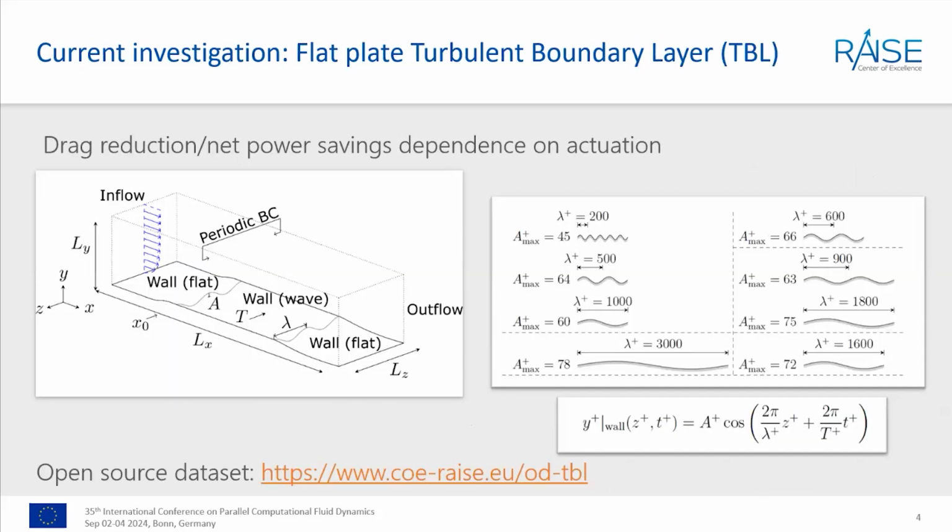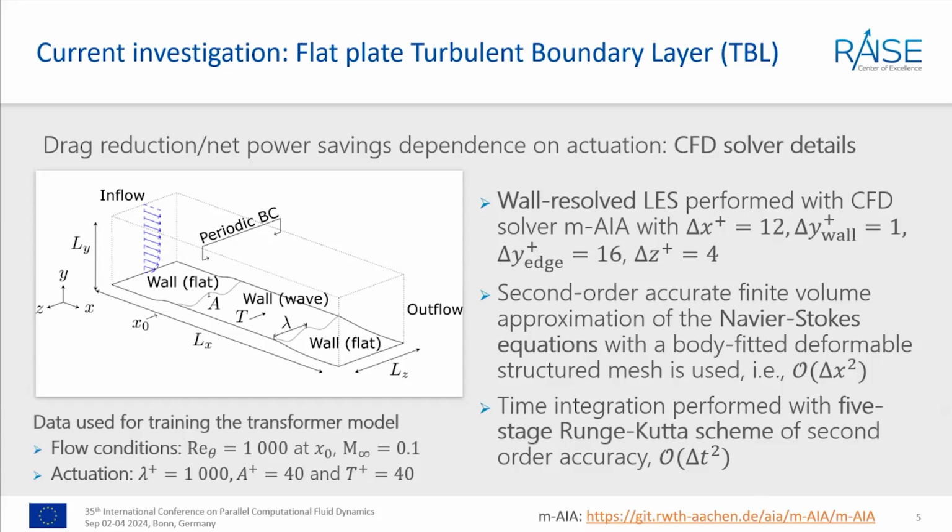That's the definition. Then we generated some training data for different combinations of these actuation parameters. This is the computational domain. We have the inflow here. The important point is that this is still an academic case, so we simplified the problem to a flat plate turbulent boundary layer, where we introduce the wave on the wall at the bottom here, with the inflow direction and periodic boundary conditions in the spanwise direction. And this is the equation for how the wave is defined.